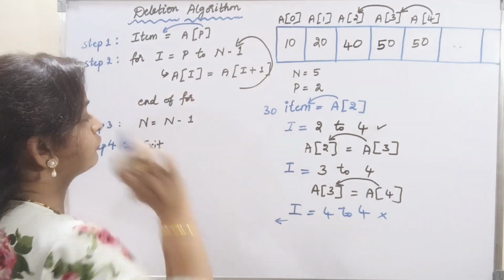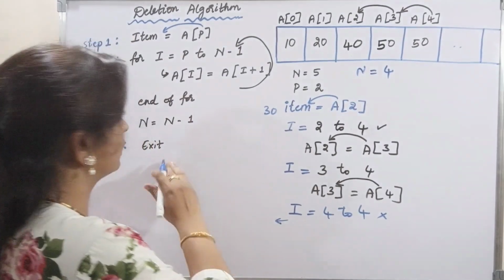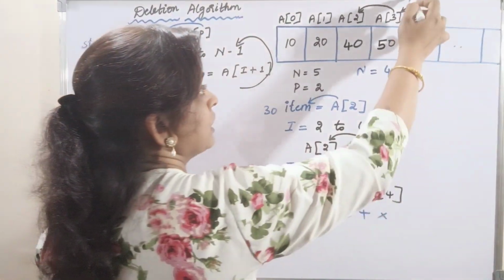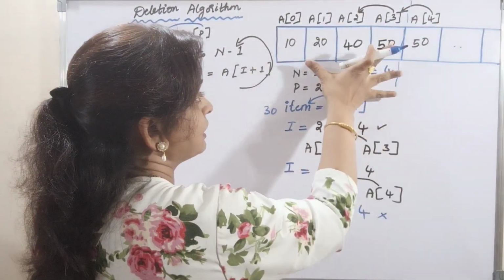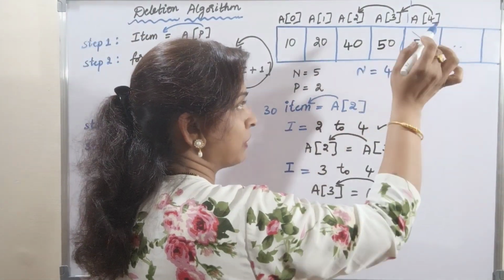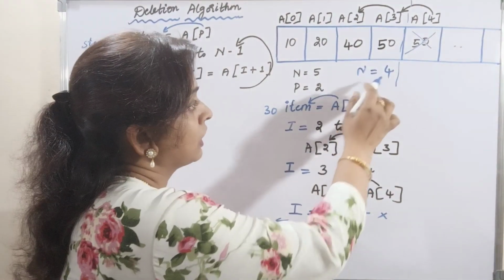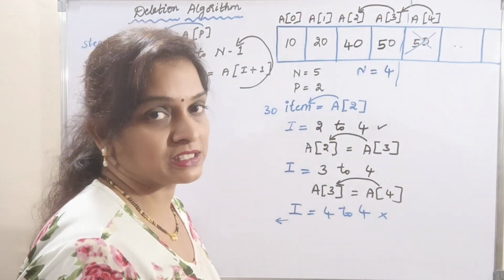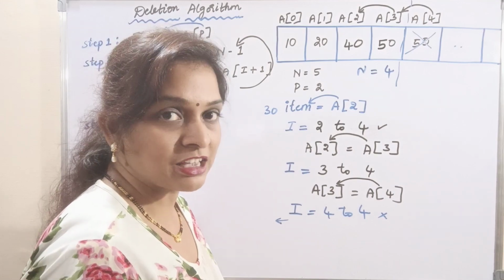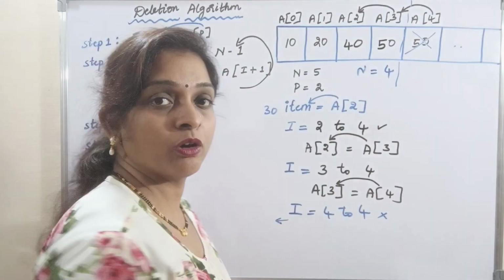Then end of the for loop. The size gets decreased and becomes 4. Then exit. So we stop here and print these 4 elements. The last element will still be there as a copy, but we are not going to touch or print that. We will print from 0 to less than 4, meaning a of 0, a of 1, a of 2 and a of 3.